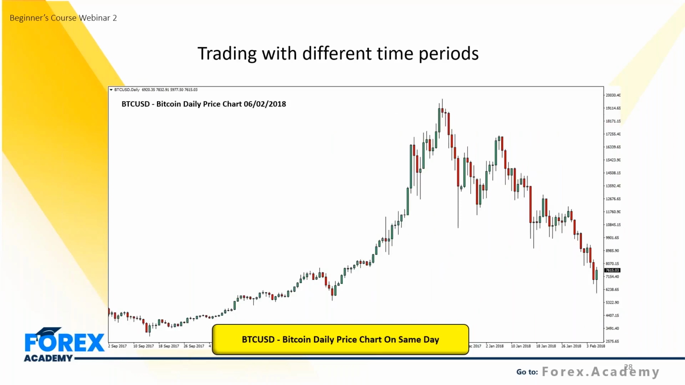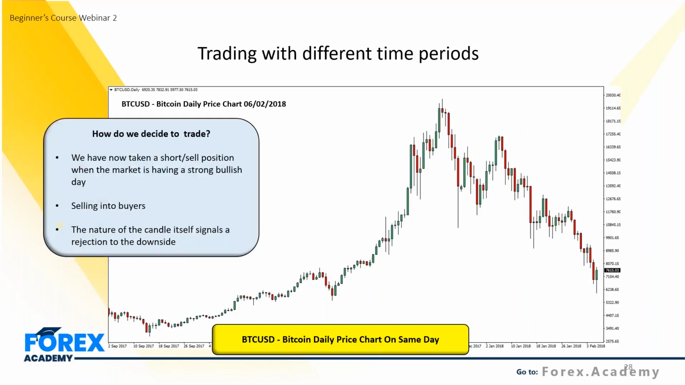Let's move across then to the daily Bitcoin price chart. And again, we can see a totally different setup, totally different structure to the overall market by looking at the daily price action. Again, the question is, how do we decide to trade? We have now taken a short sell position when the market is having a strong bullish day.